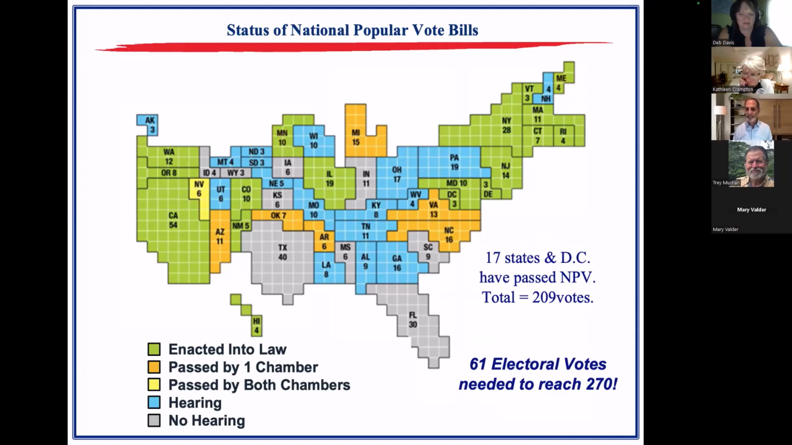And that means states worth 270 electoral votes have committed to cast their votes for the candidate that wins the most popular votes nationwide. And so in the end, we'd be electing a president just as we elect a governor. The candidate that gets the most votes wins. Just as we elect a US senator, the same way we elect 517,000 elected officials across the United States.